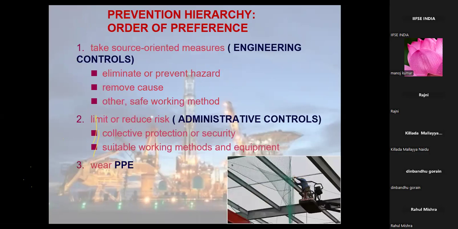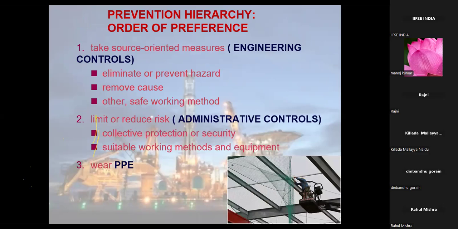Then the prevention hierarchy. What is the prevention hierarchy? I had shown elimination two times, once at the start of the slide in the last class introduction, and again in detail. So what is the hierarchy of prevention of hazards? Sir, elimination, substitution, then engineering control, administrative control, and last will be PPE.